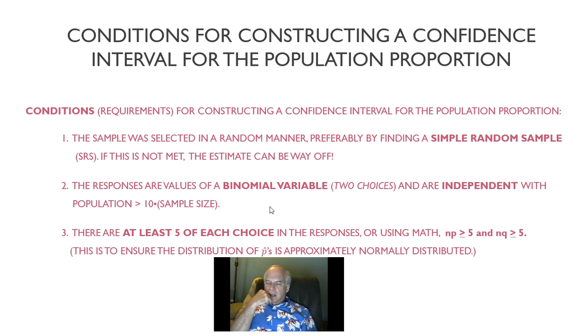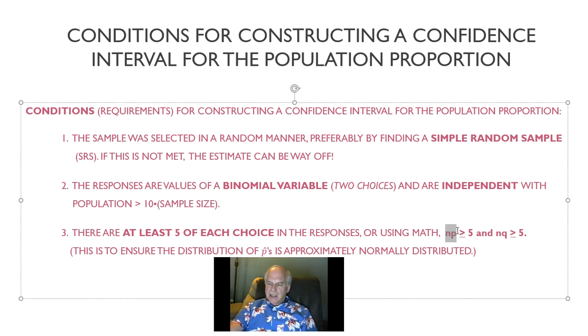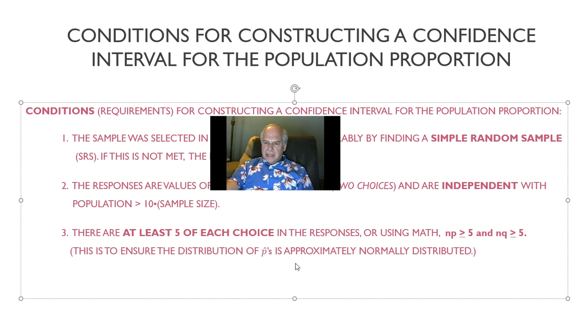And then you have to have independence, and that's where the population has to be at least 10 times the sample size. All right, so item 2 also has that. And then item 3, there has to be at least 5 of each choice in the responses, or using math, you could go n times p hat. That has to be greater than or equal to 5, or n times q hat has to be greater than or equal to 5. Both of those have to be true. And that ensures that the distribution of p hats is approximately normally distributed.